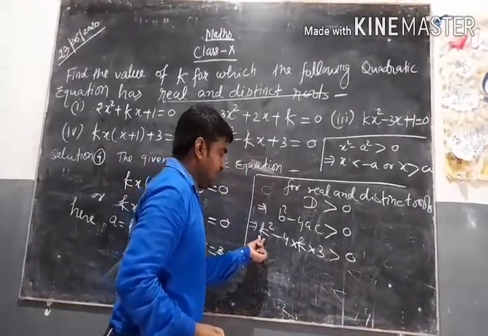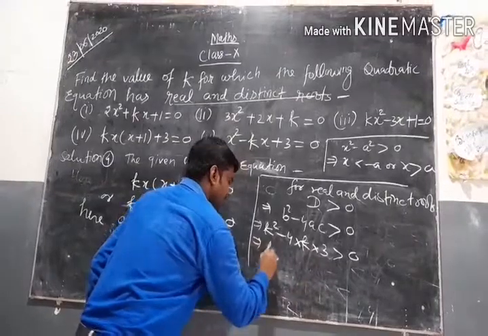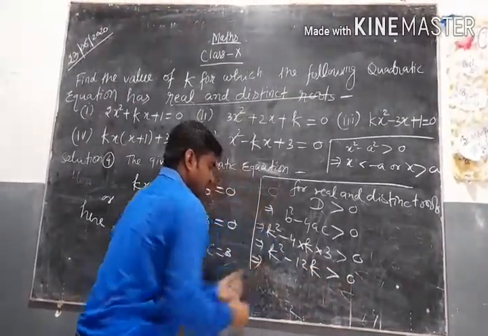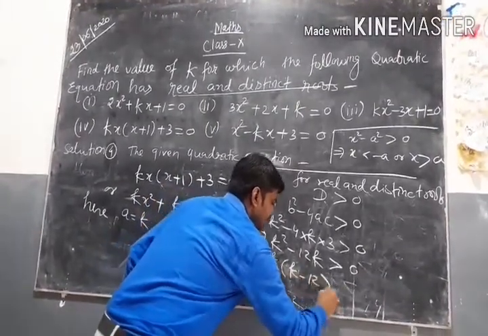Here we see that 4 into k into 3 is 12k. So we have k square minus 12k greater than 0. And taking k as a common factor, it becomes k into (k minus 12) greater than 0.